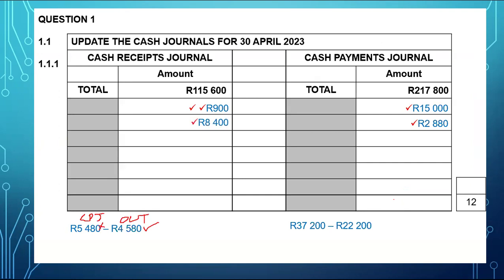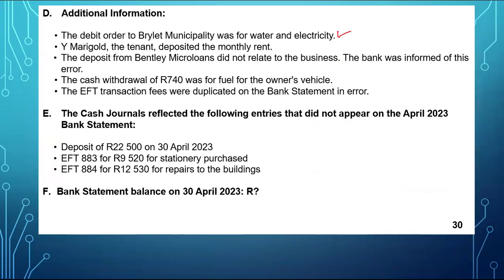Okay, let's read further. The deposit from Bentley Microloans did not relate to the business. Oh, so that has nothing to do with us. The bank was informed of this error. So it's not us that made the error. It is the bank that made the error. The bank recorded this on the credit side of our account because it was a deposit from whoever, but it wasn't deposited to us. So the bank made a mistake.